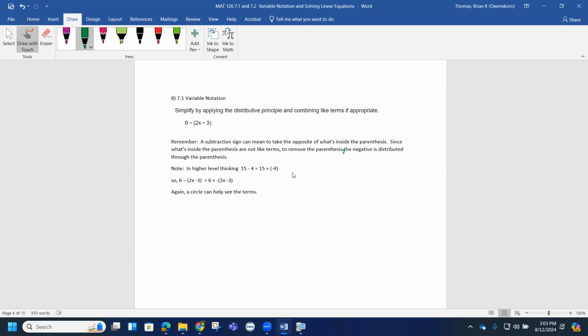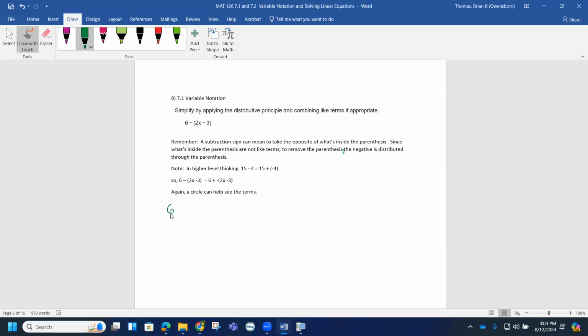So these are equivalent. So what I'm allowed to do in this problem is we have the 6 minus the quantity 2x minus 3. I can write this as 6 plus the opposite of 2x minus 3. So that's how these are equivalent. So this is how we want to approach the problem. And again, remember, to combine like terms, we can use what's called the circle strategy.